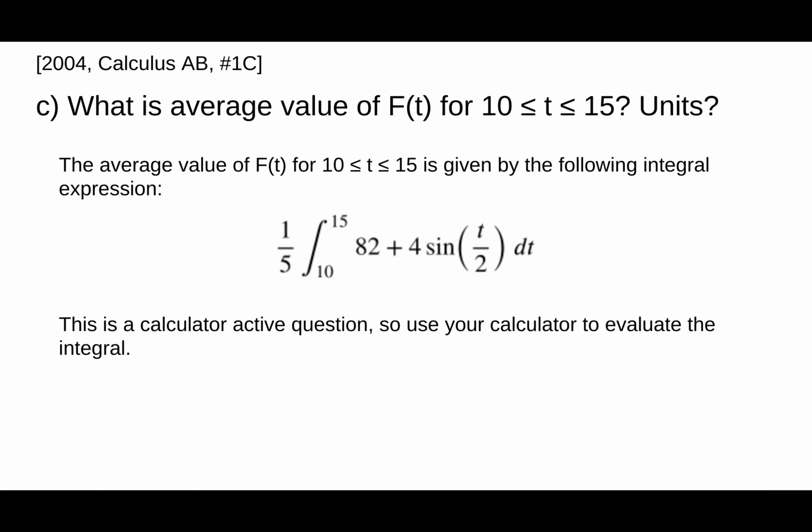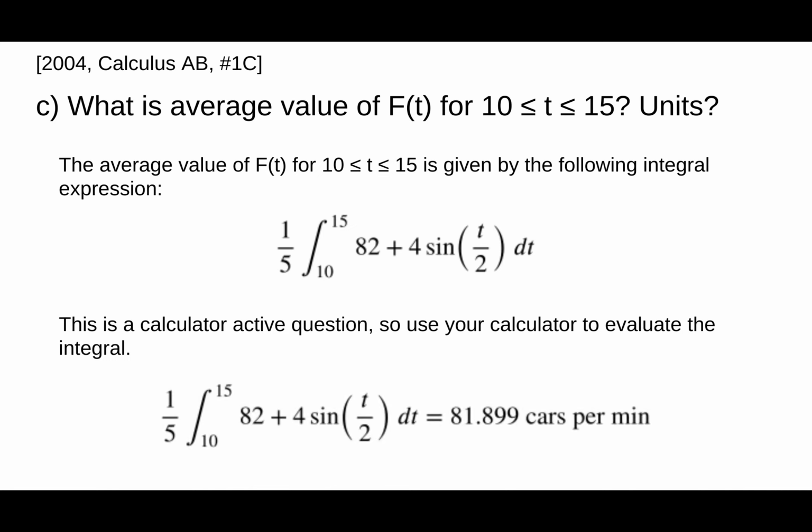Again, calculator question. Let the calculator do the hard work. So using our calculator to calculate what 1/5 of that integral is, we get 81.899 cars per minute.